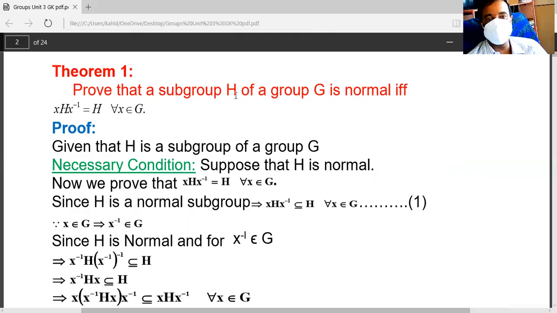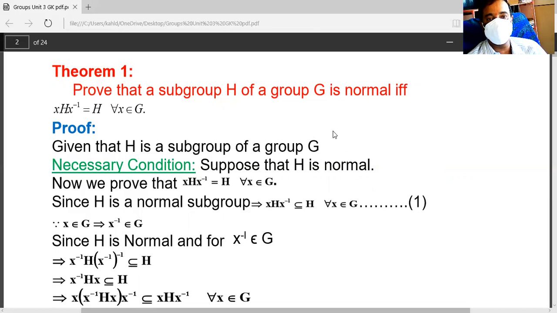There is a common portion which can be used for both conditions, that is, H is a subgroup of group G. That's why I am writing in the proof: given that H is a subgroup of group G. That is the common condition given in the statement. Now we are proving the necessary condition.